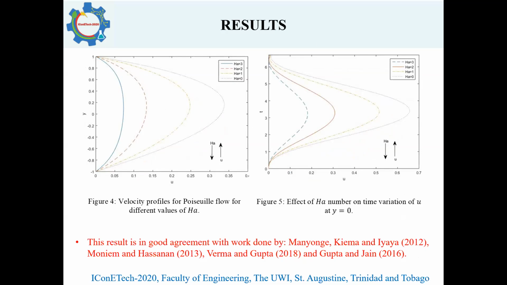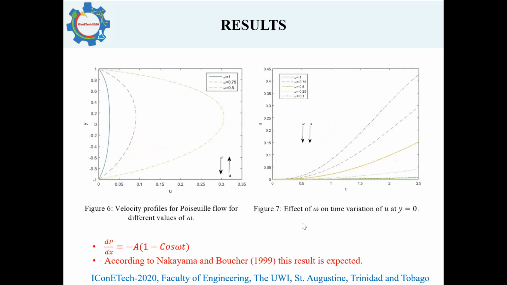This occurs because a decrease in Hartmann number means that the Lorentz force acting in the direction opposite to the flow decreases. So as Hartmann number decreases, the magnetic damping force decreases, and therefore velocity increases. This result is in good agreement with work done by Magnon, Kiyama, and Iyaya in 2012, Monier, Manhassanen in 2013, Verma and Gupta in 2018, and Gupta and Jain in 2016.